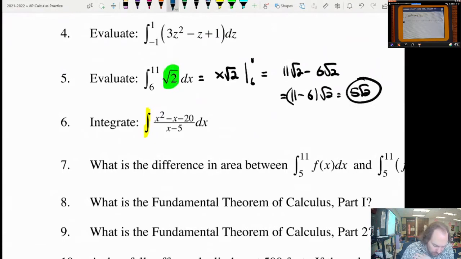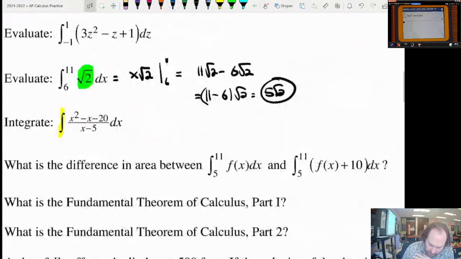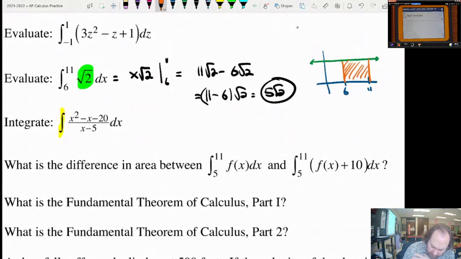If you were to draw a graph of this, let's say this is 6 and this is 11 right there. This is just going to be a horizontal line like that. The area you're looking for ends up just being a rectangle, with 11 minus 6 or 5 on the bottom and square root of 2 on the side. So it ends up being 5 roots of 2 no matter what you do here. Not too tough to do.